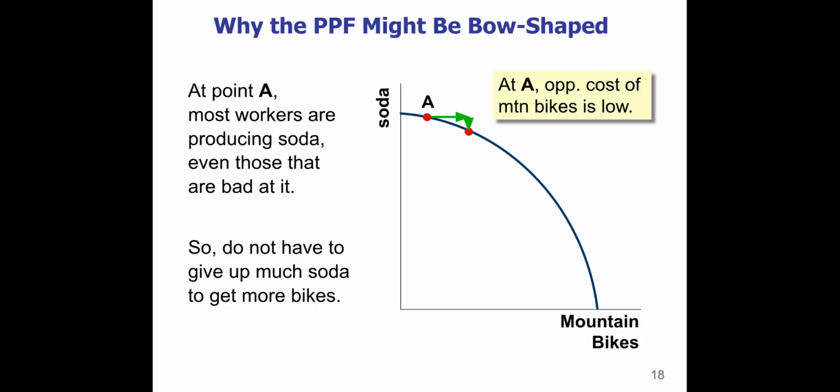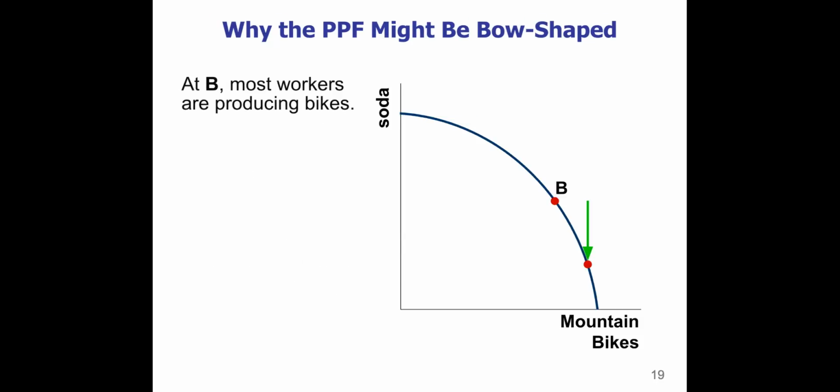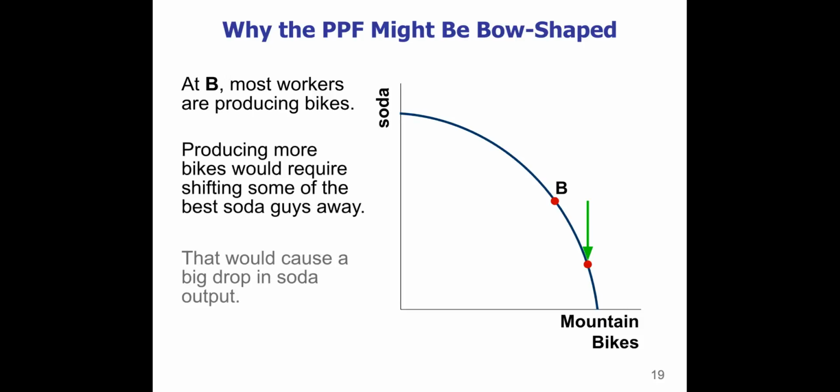Now, if we continue to want to make more and more mountain bike, let's say we're at point B here. At point B, we're making a lot less soda than we were before, and a lot more mountain bikes. But let's say we want to continue down the curve to make even more mountain bike. Now we're taking the very best, most efficient soda workers and shifting them over to mountain bike production. So now we're getting into the best employees, and that means we're going to give up a lot of soda in order to get a little bit of mountain bike. All this means is that the opportunity cost to make a mountain bike is getting higher. So when you get a bowed PPF curve like this, as you move through the curve, your opportunity cost rises.